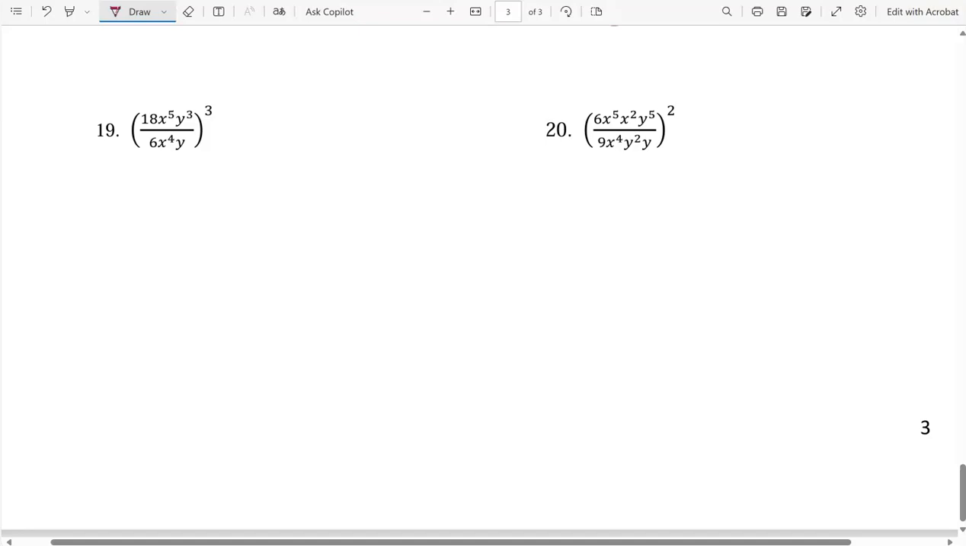Now, 19 and 20 are a glimpse of some of what I would call the more intense examples. It's going to have our parentheses, then our exponents, then any multiplication or division. So inside of this parentheses, what I'm looking for in this step is, do I have any bases that I could combine?